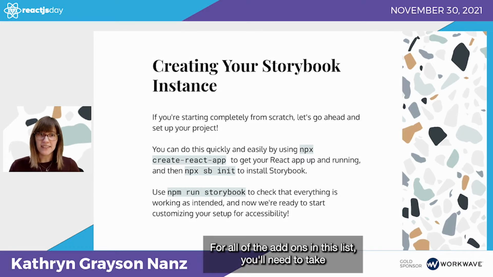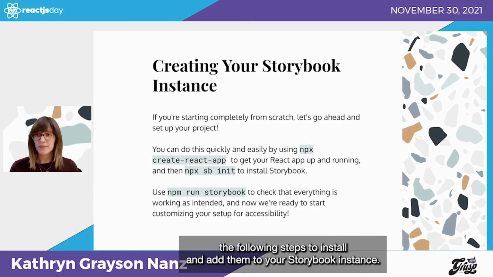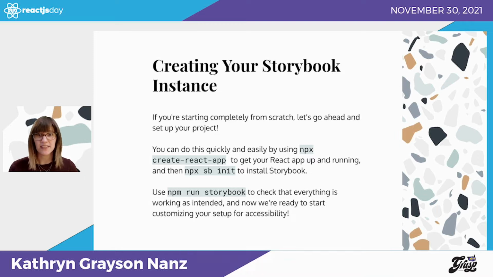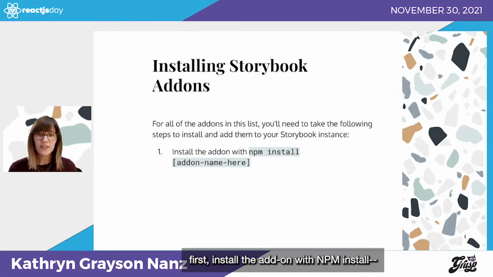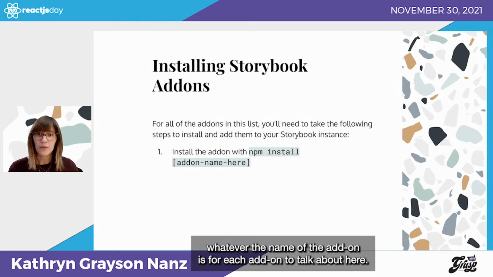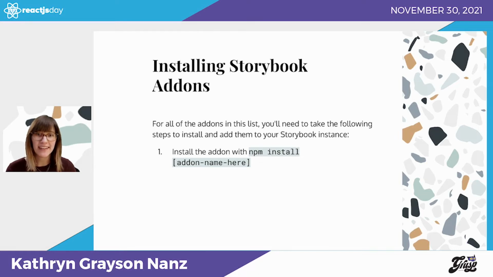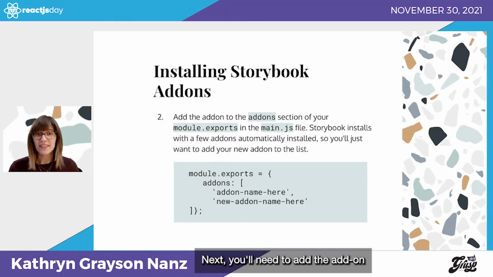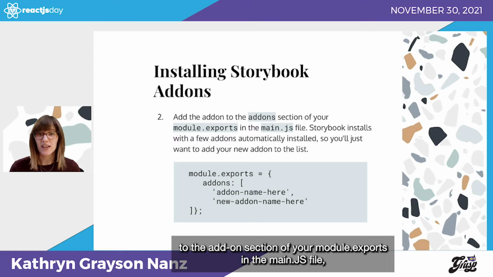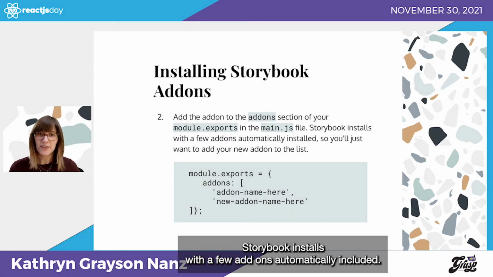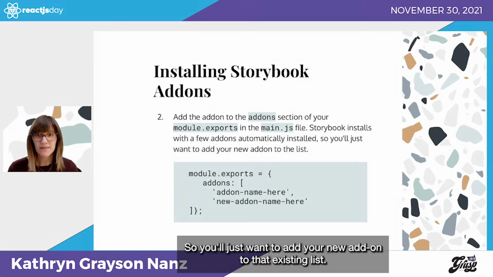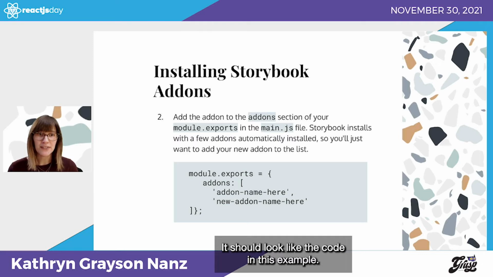For all of the add-ons in this list, you'll need to take the following steps to install and add them to your Storybook instance. First, install the add-on with npm install, whatever the name of the add-on is. For each add-on I talk about here, the name will be on the slide, so you can install it as we go, if you'd like. Next, you'll need to add the add-on to the add-ons section of your module.exports in the main.js file. Storybook installs with a few add-ons automatically included, so you'll just want to add your new add-on to that existing list. It should look like the code in this example.